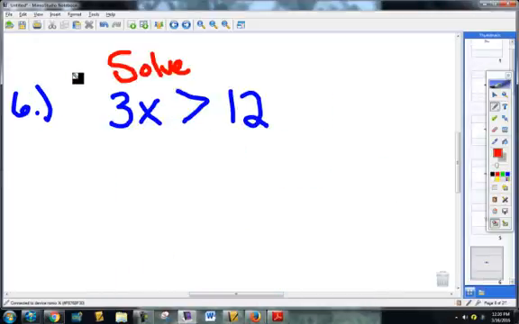Okay, this is going to be learning target number 4. So this is just solving one-step inequalities. It's the same target as learning target 1. Only difference is it's not an equation.